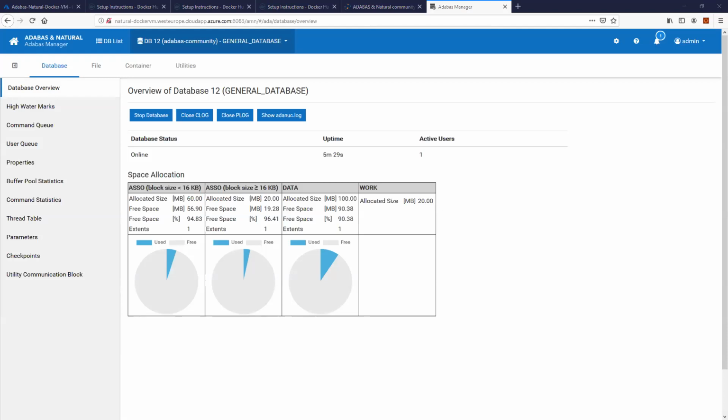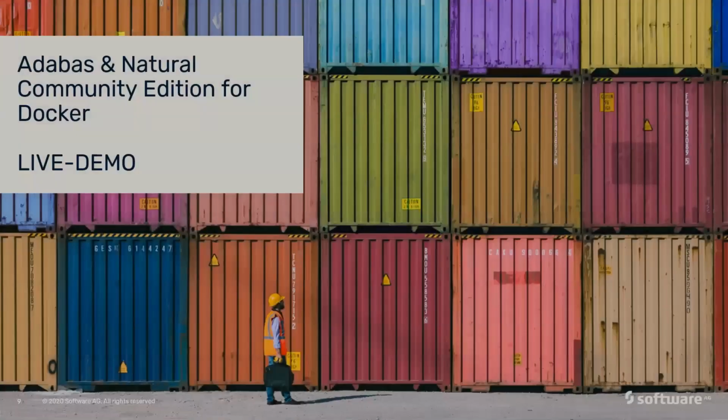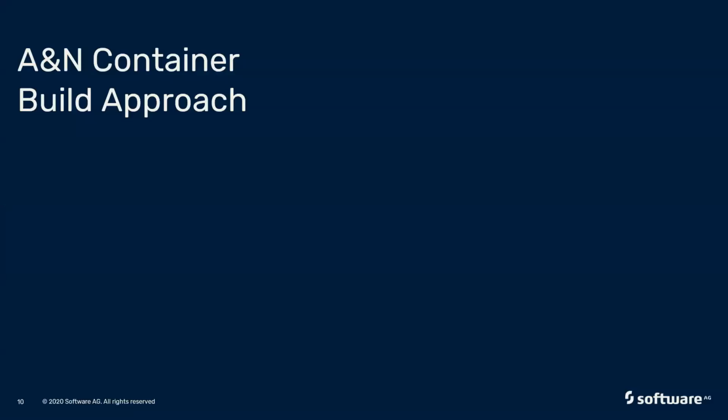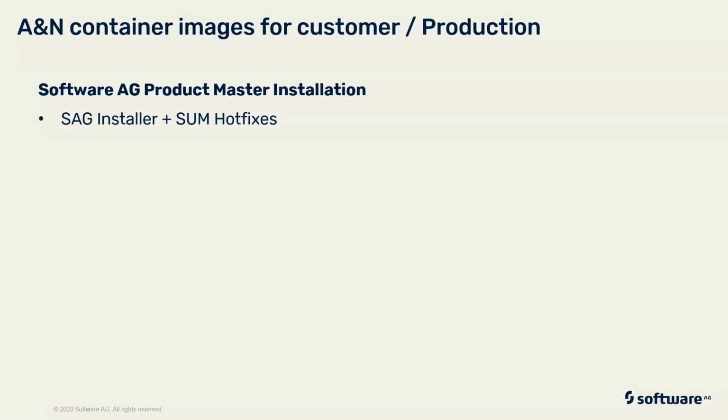That's probably the tricky part. And now this is what we will talk about, because the next part is after the presentation of the community edition. Let's talk about the build approach for containers of ANN. That is probably as easy as we have seen to start the community edition.